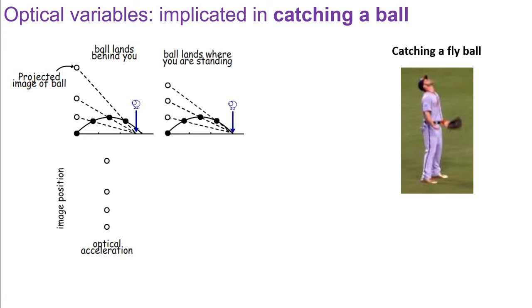Now let's look at a slightly different situation. Here we see the situation where the ball is going to land exactly where the fielder is standing. Here we again see how the ball is visually appearing in the visual field of the observer. We can see that a very different pattern of optical motion is created. In this case, there's no optical acceleration. Instead, the image of the ball, as it's seen by the fielder, is seen to move up in the visual field with a constant velocity of optical motion.